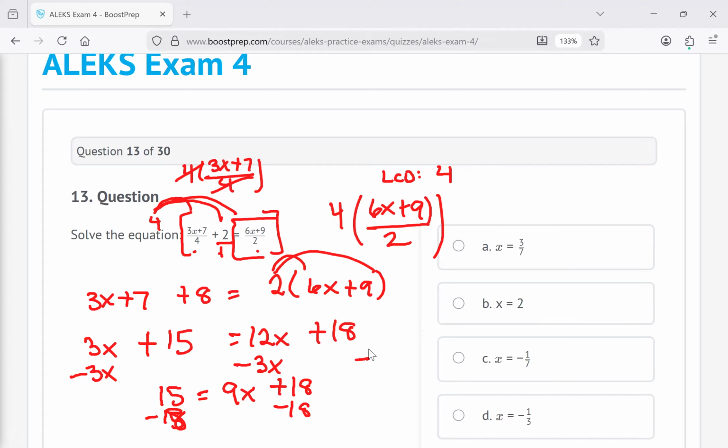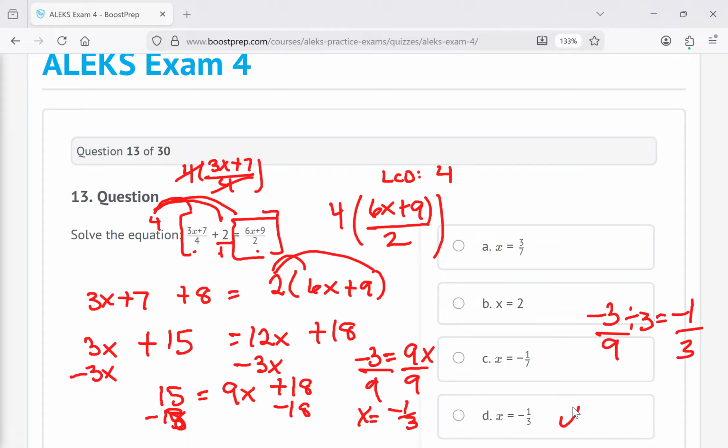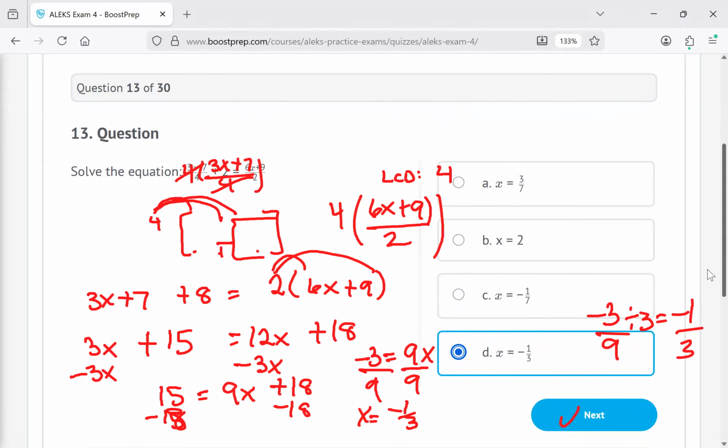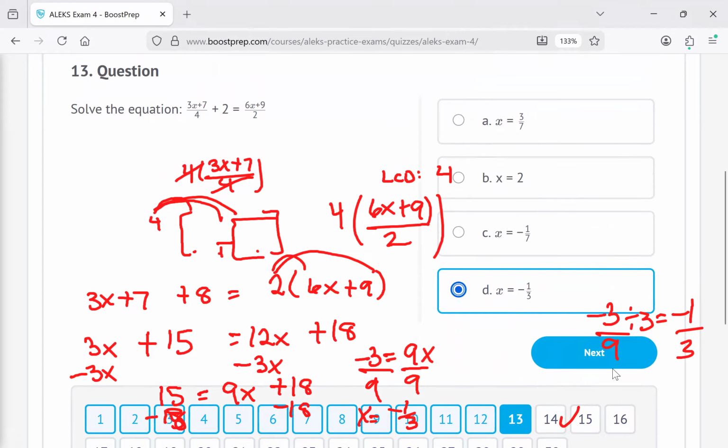Which is −3 = 9x. Then divide this by 9. Get −3/9, which can be reduced by 3, so that's −1/3. Okay, so that's how you solve question 13.